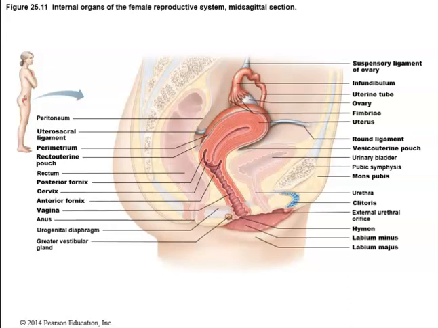In this picture, we can also see some of the ligaments that are kind of anchoring the uterus down. We have the suspensory ligament of the ovary. Here we have the round ligament, which is attaching anteriorly. And then important to note that the suspensory ligament actually contains some of the important blood vessels giving blood supply to the reproductive organs.